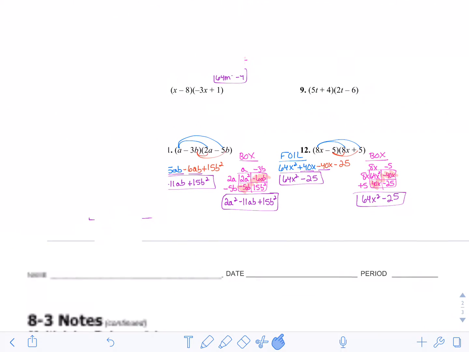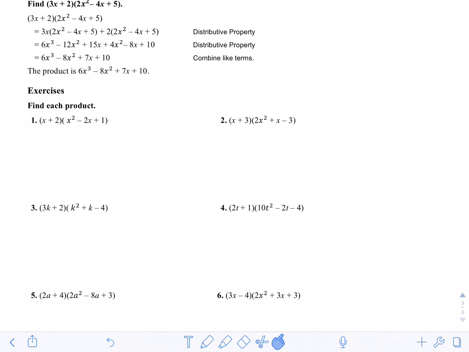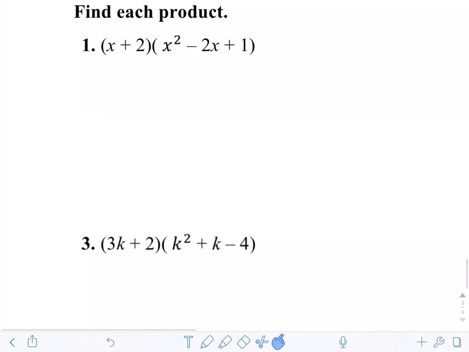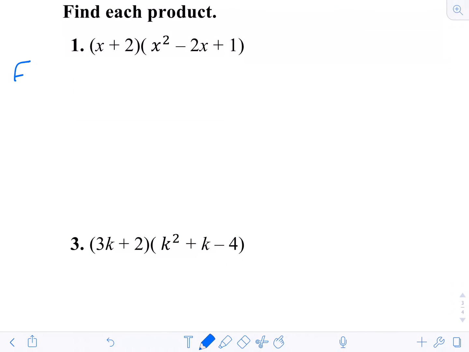Okay, so that's the first half of the notes. Down here for the second half of the notes, it's pretty much the same thing as the first, except now we have a trinomial instead of a binomial. So we can still FOIL, it's just going to be a little bit longer. Okay, so when we FOIL, we're going to start here with the first one. We're going to go ahead and distribute to everything.